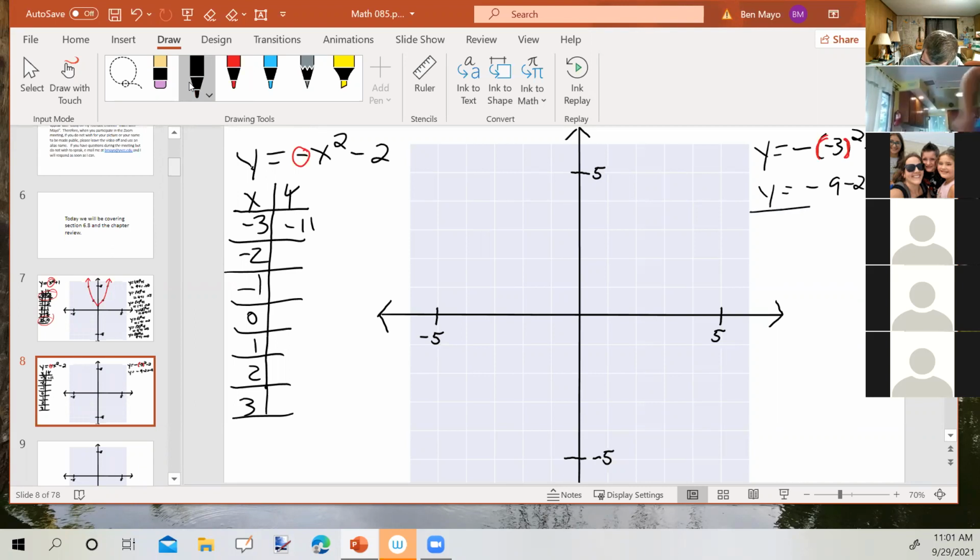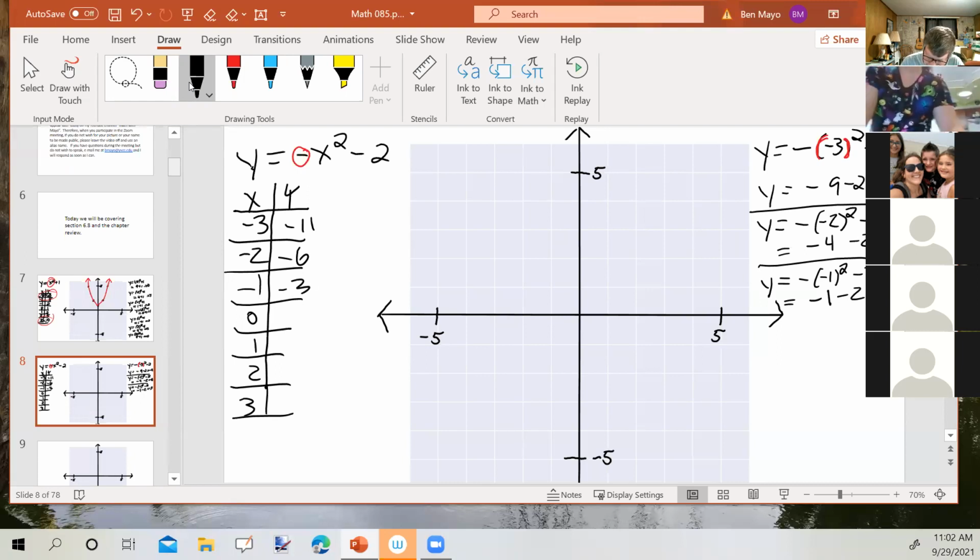If x is -2, y equals negative times -2 squared minus 2, which is, let's see, -2, the quantity squared. The quantity squared would be 4, negative sign in front of it. -4 minus 2 is -6. If x is -1, y equals negative times -1 squared minus 2. -1 squared is 1, but there's a negative sign in front of that. -1 minus 2 is -3.